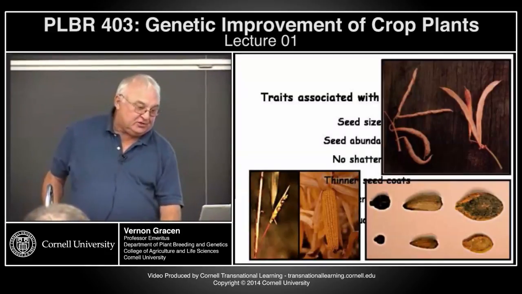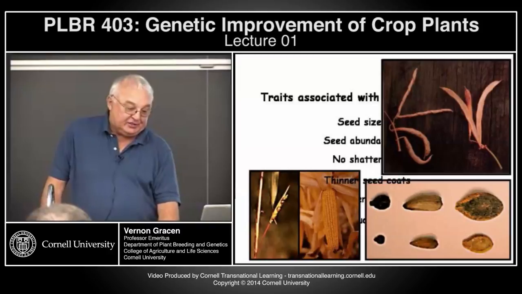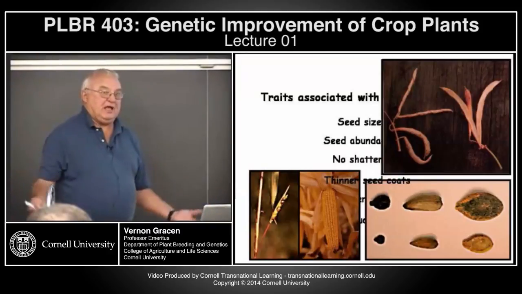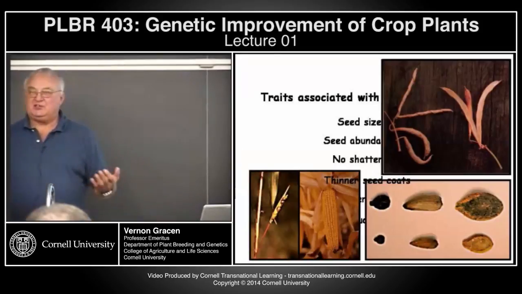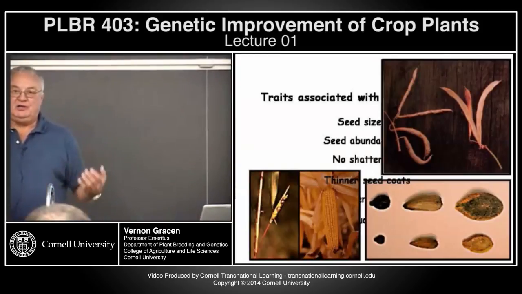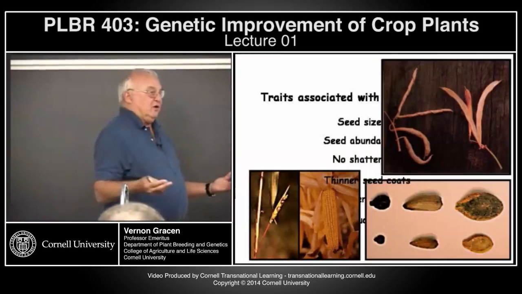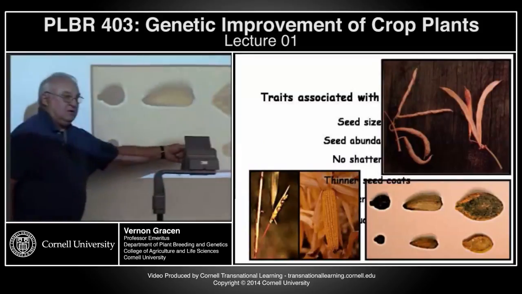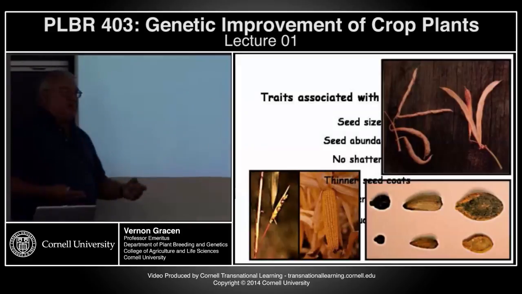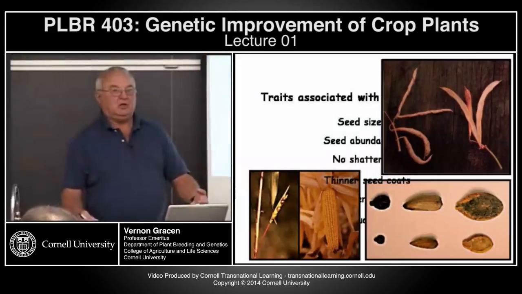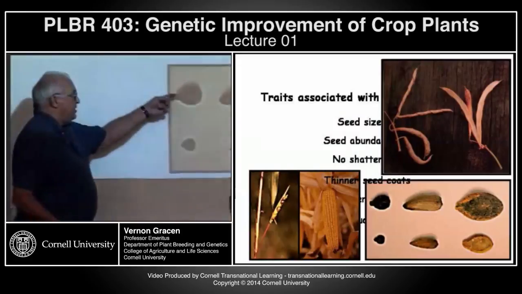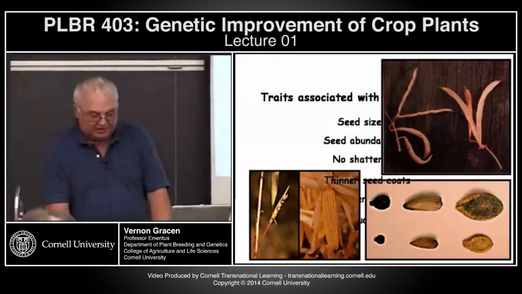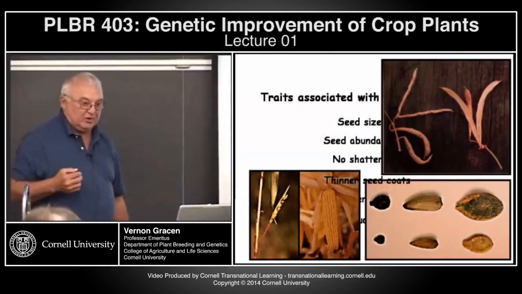Okay, traits associated with domestication. Seed size. For a plant species to survive as a wild species, all it needs to produce are a few seed, and they can be very, very tiny. For humans to use that plant for food, we would rather have bigger seed. So the selection for seed size is one of the earliest traits associated with it.